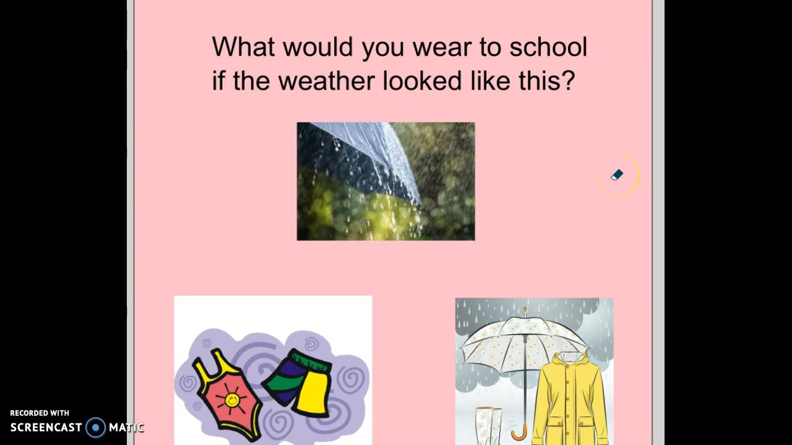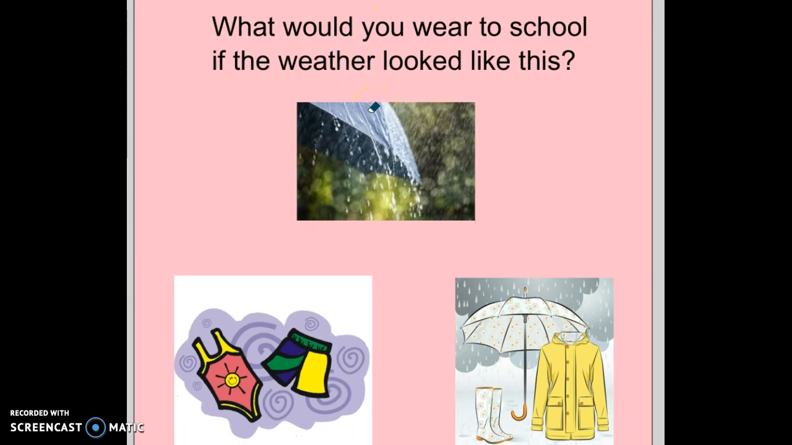Next, we're going to think about how weather affects us every day, even the clothes we wear. So I want you to imagine that you wake up one morning and you look out your window and the sky looks like this. It's raining and everything is wet. Which clothes do you think you would choose to wear to school that day?